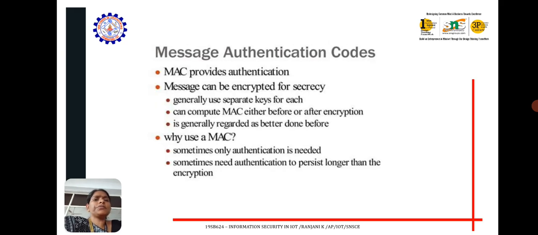Next, in continuation with this, let us see about message authentication codes. MAC provides authentication. Messages can also be encrypted for secrecy. Generally it uses a separate key for each, and can compute the MAC either before or after encryption, and doing it before encryption is generally regarded as better. Why go for MAC? Sometimes only authentication is needed, and sometimes we need authentication to persist longer than encryption.